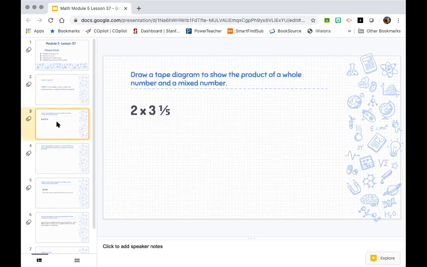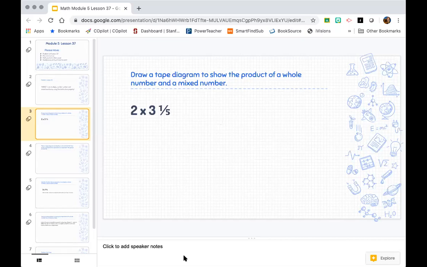Okay. So Ms. Corley is going to do this one problem that you guys will encounter today. I know that this was potentially confusing in the previous lessons, the last two, so I just wanted to show you guys how to do this. This first one says to draw a tape diagram to show the product of a whole number and a mixed number. So if you guys can please write this problem down, it's 2 times 3 and 1/5. Write this in your math journal so that you can have this as an example.